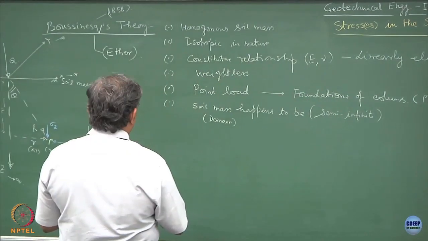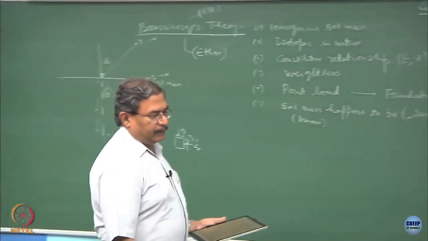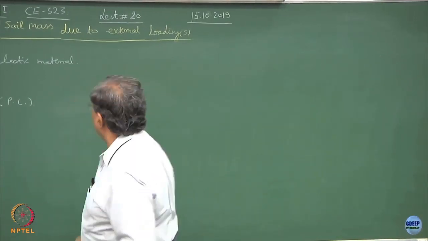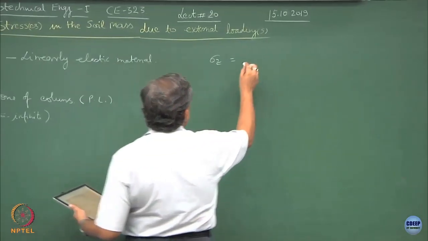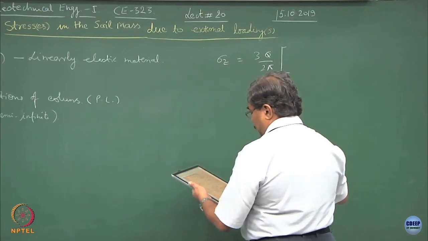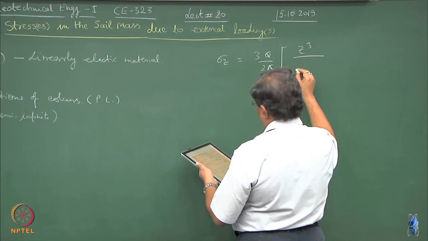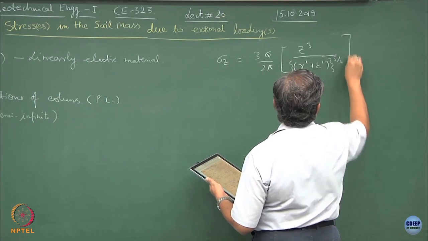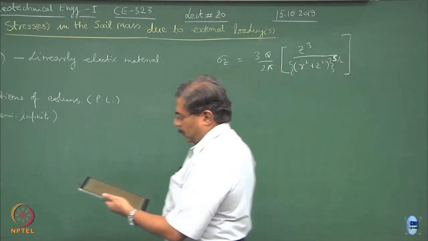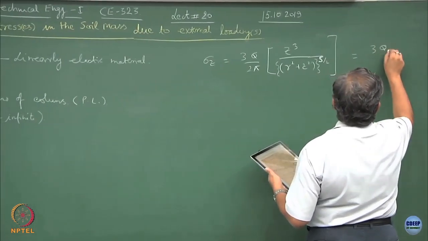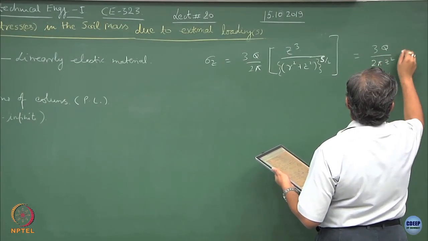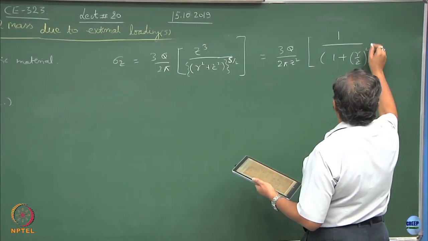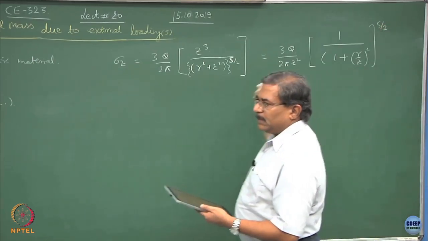So, as per the Boussinesq's, the equation for the point load is sigma z equal to 3 q upon 2 pi into z cube upon r square plus z square to the power 5 by 2. This can be simplified to 3 q upon 2 pi z square, and this becomes 1 upon 1 plus r by z square to the power 5 by 2. I think this one is easy to remember, alright.